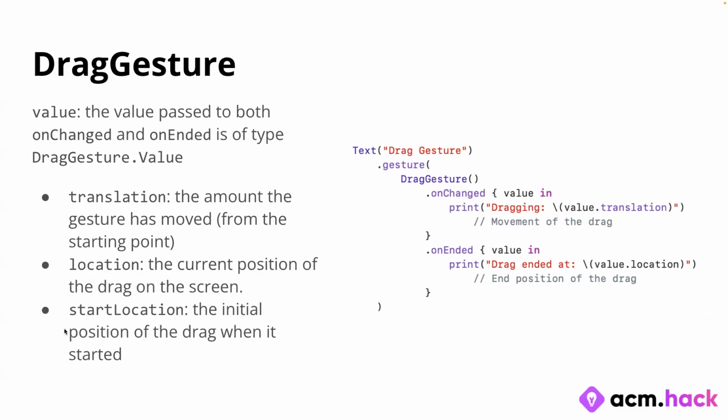There are three main things about the value that you might be interested in. One is translation, which is the amount the gesture has moved from the starting point. The second is location, which is the current position of the drag on the screen. And the third is startLocation, which is the initial position of the drag when it started. So here we have value.translation and here we have value.location.